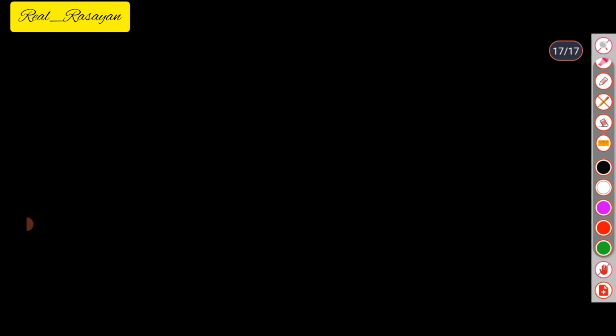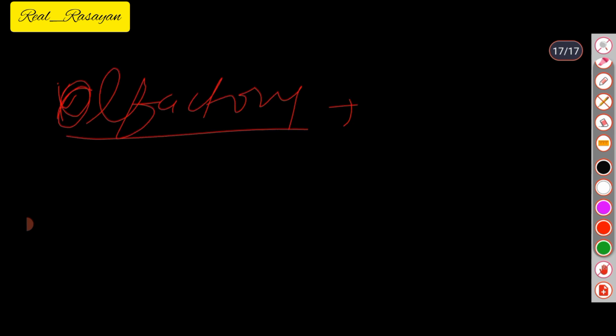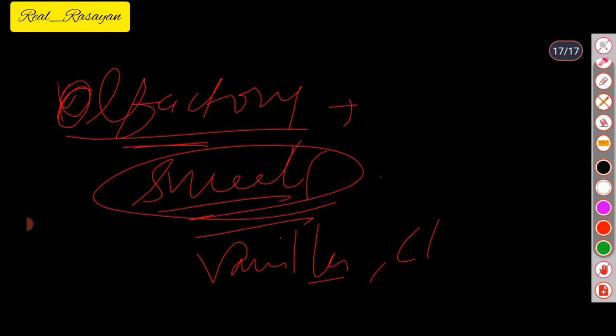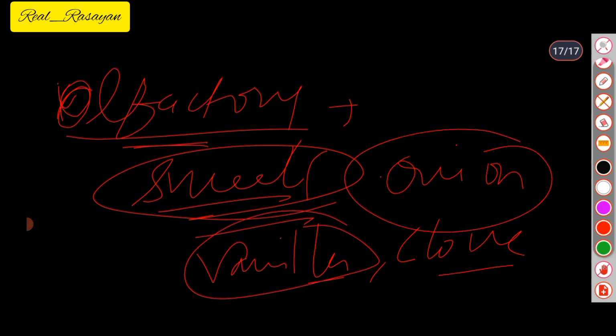Next is the indicator. What indicator? Olfactory indicator. Olfactory indicator is the indicator which is used to check the smell of the substance like vanilla, clove, onion. These are the substances which can be tested by their smells, whether they are acidic or basic.